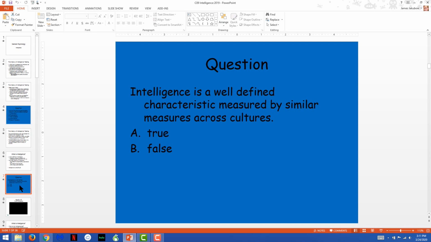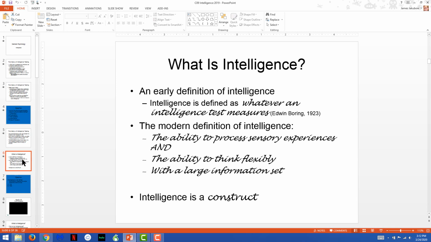The correct answer is false. Intelligence is not a well-defined characteristic measured by similar measures across cultures. In fact, intelligence still today is argued over as to what it actually constitutes. So even if we flip back to the modern definition of intelligence, the modern definition gets us away from the older version of intelligence from 1923 from Edwin Boring, which sounds very frustrated and problematic.